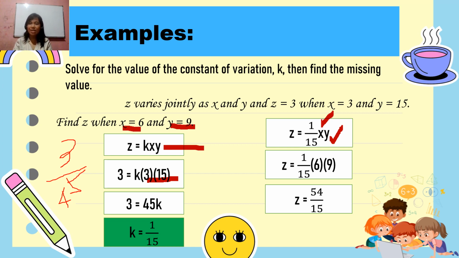Ngayon, kaya pa bang i-reduce yan? By 3. Kaya naman siya. So, dividing both by 3, you have 54 divided by 3, ano ba yung sagot? 18. So, it will be 18 over 5. Ang galing-galing ni ma'am, di ba? Okay? So, yun.